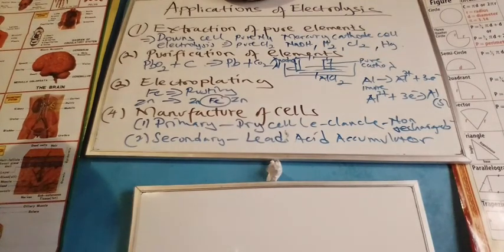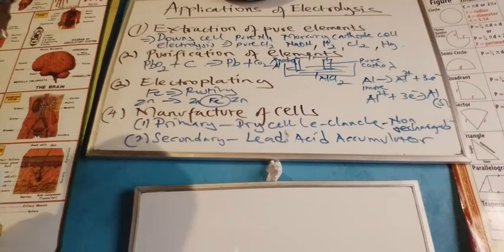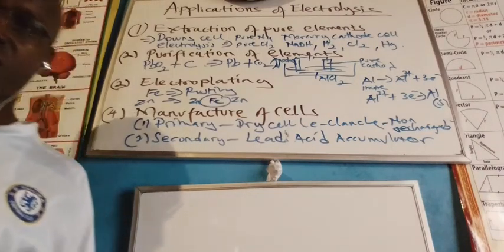So these are the main applications of electrolysis, and in a nutshell, the importance of studying electrochemistry. So we have said that there is extraction of pure elements through Downs cell electrolysis or mercury cathode cell, purification of elements at the cathode, electroplating, covering to prevent rusting and corrosion, and manufacture of cells, which are batteries that we use in our phones and other gadgets. Secondary cells are for motor activity with vehicles. Thank you.